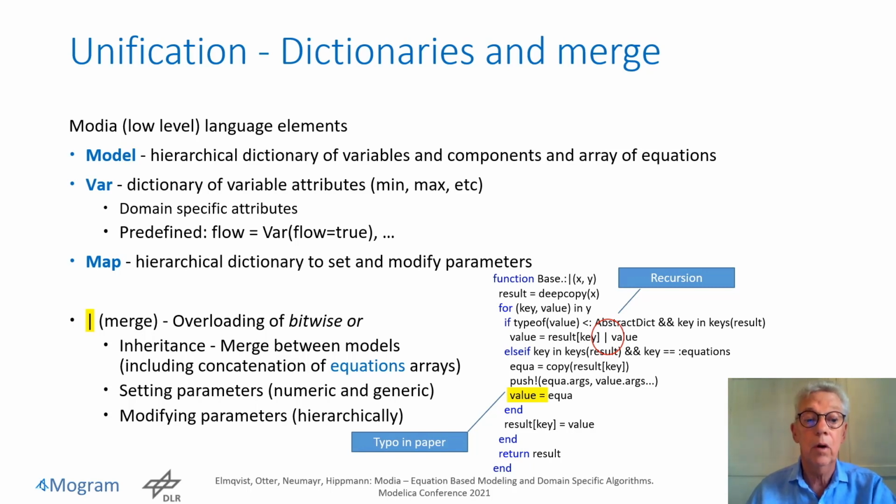All these dictionaries are then combined with a merge operator. That is a hierarchical merge, and that is used for inheritance. So merge between models, including concatenation of the equation arrays. And also for setting parameters, numeric and also generic parameters that we will talk about later, and modifying parameters. The merge function is actually very simple, and a simplified version is shown to the right. And of course it's a recursive function, and by the way there is a typo in the paper that is corrected here.